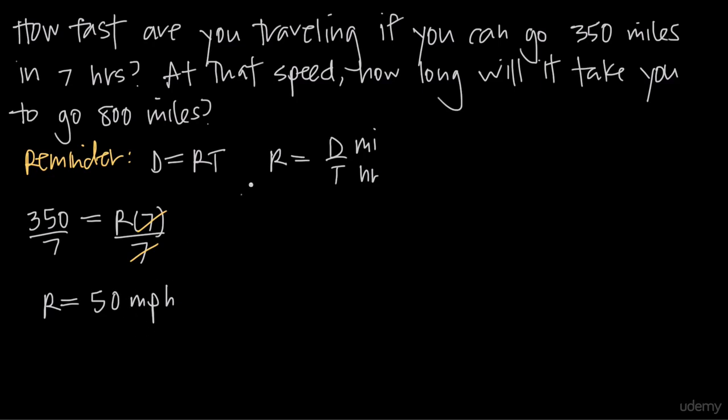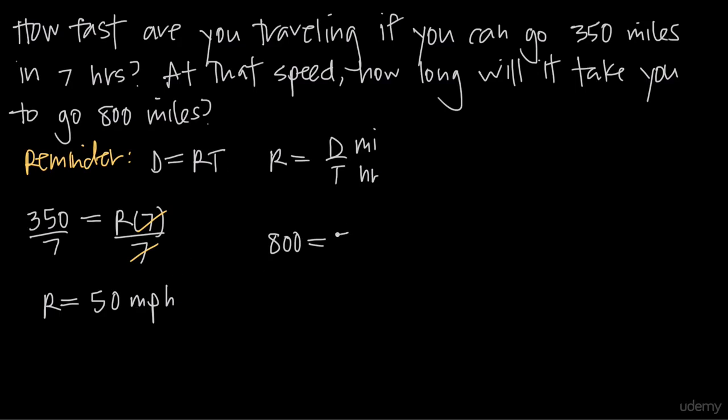So then the second half of the problem says, at that speed, how long will it take you to go 800 miles? So if our speed is 50 miles an hour, we can just plug this back into our distance formula along with 800 miles and find the time. So we know we need to go 800 miles. We plug that in for distance, d. So we have 800 is equal to rate times time.